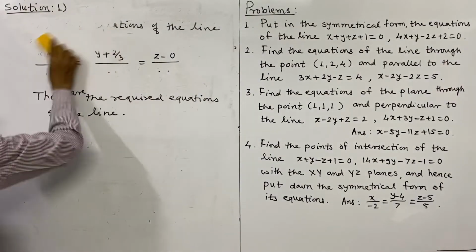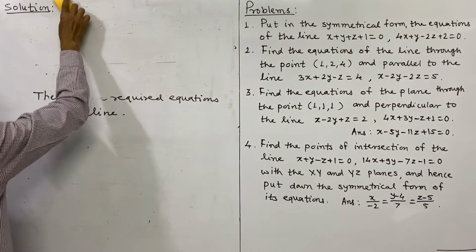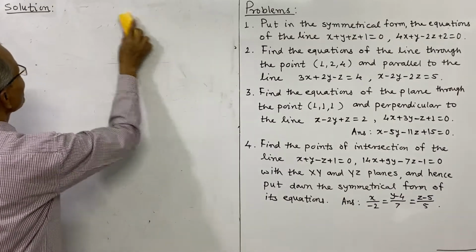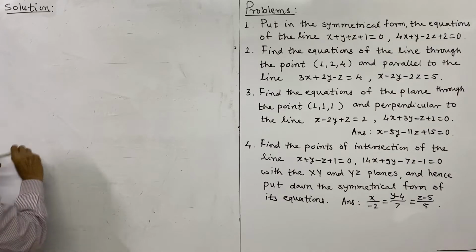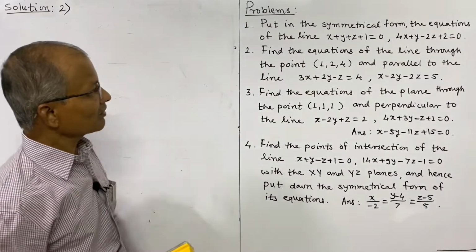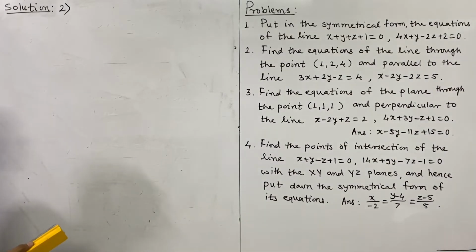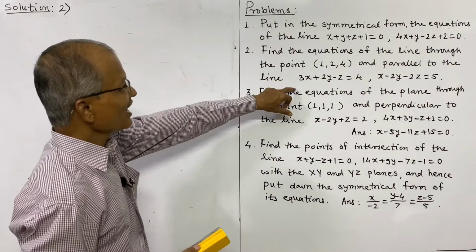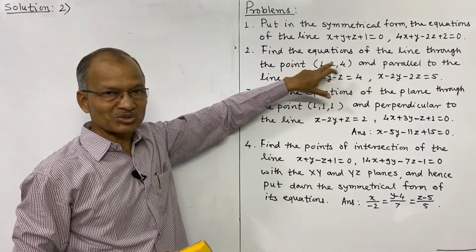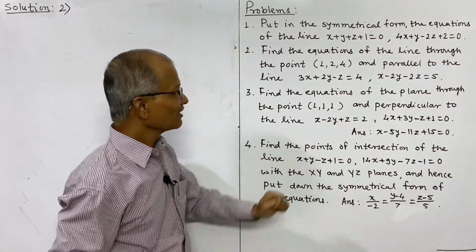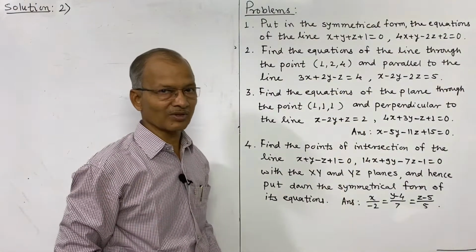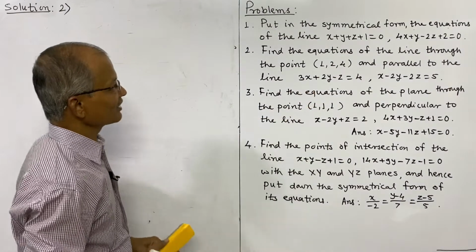Now we will consider the second one. The second problem is: find the equations of the line through the point (1, 2, 4) and parallel to the line. We have to find the equation of the line passing through this point. So one part is already done, the point is given.